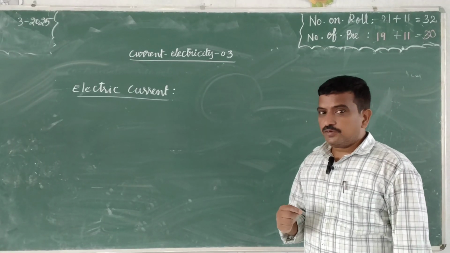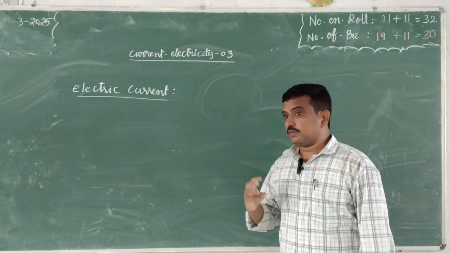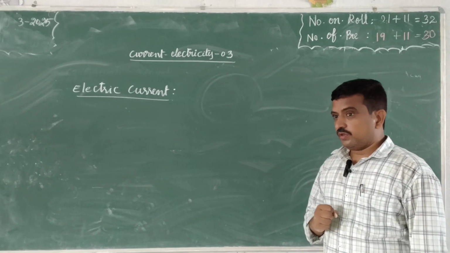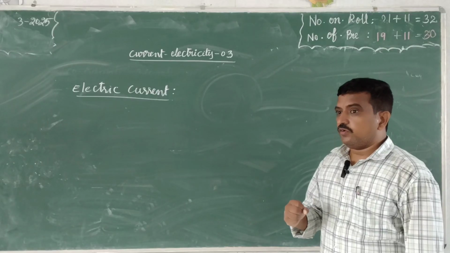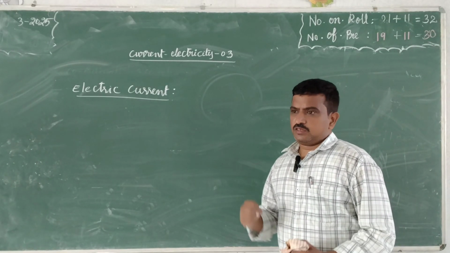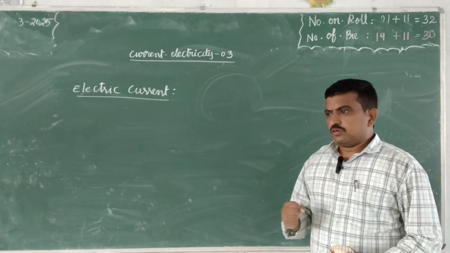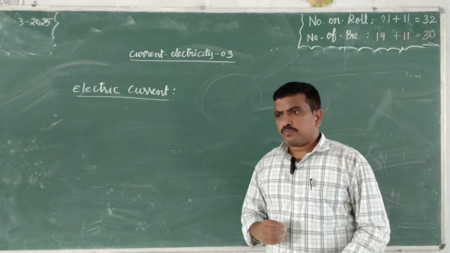So the third lesson, current electricity, is the third lesson in 12th standard. In this one we discuss different concepts. So that is all we discuss. This is the basic concept. So we can start.